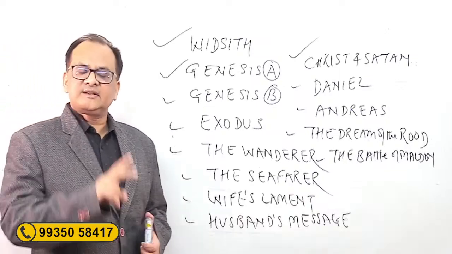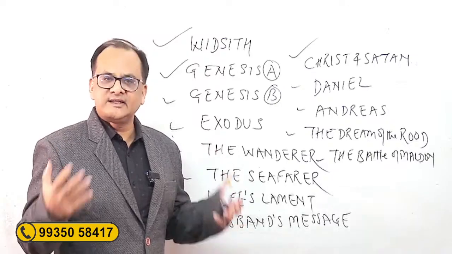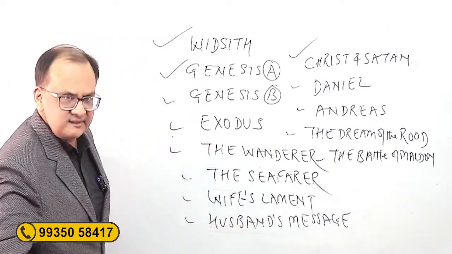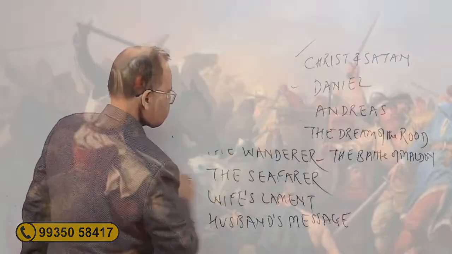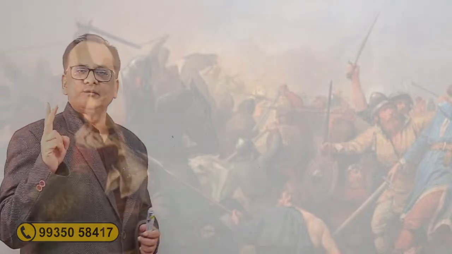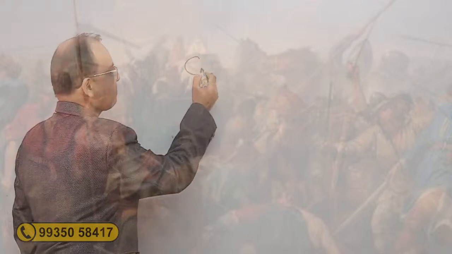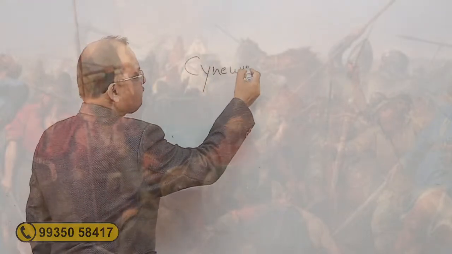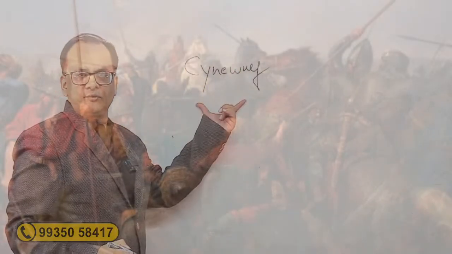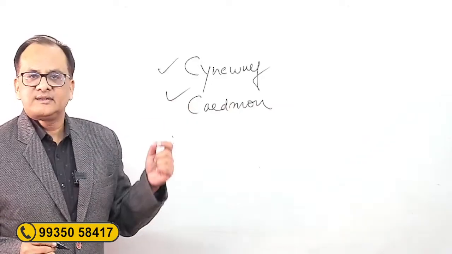Apart from this, there are two important figures in Old English poetry. They are Cynewulf and Caedmon. Two important figures in Old English poetry. And those two figures are Cynewulf and Caedmon.